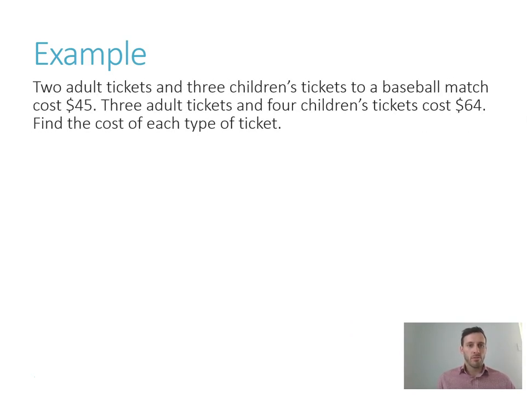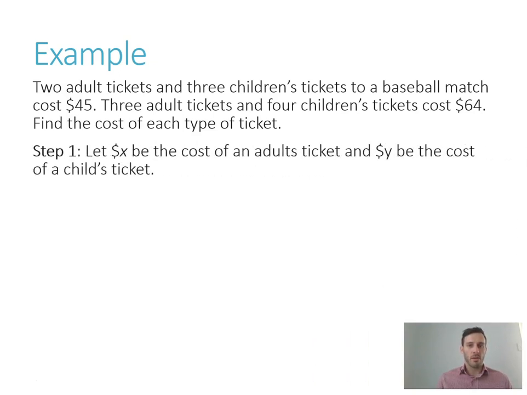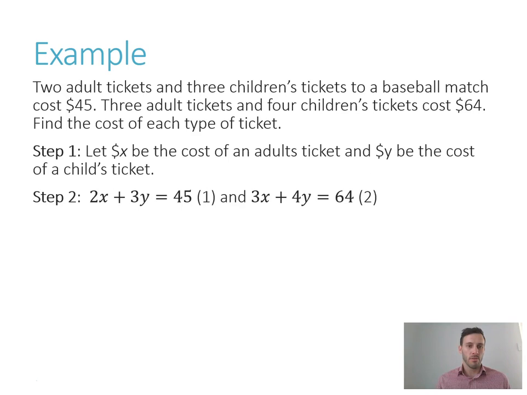2 adult tickets and 3 children's tickets to a baseball match cost $45. 3 adult tickets and 4 children's tickets cost $64. We want to find the cost of each ticket. So step 1, we want to decide on the two unknowns, for example, x and y. This time we will let x be the cost of an adult ticket and y be the cost of a child's ticket.